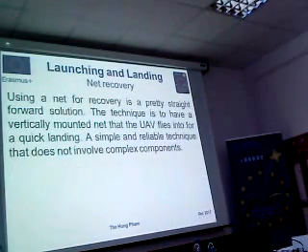So using a net for recovery is a pretty straightforward solution. The technique is to have a vertical mount net that the UAV flies into for quick landing. It is a simple and reliable technique that does not involve complex components. We just need the net, that's all.